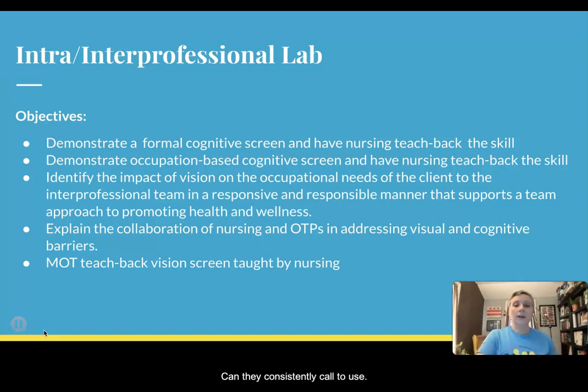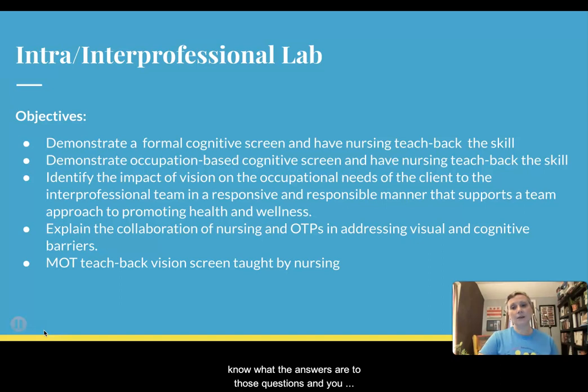Can they consistently call to use the restroom? Are they consistently calling the nurse for help? Not just the restroom, but for pain medications? Or do they just sort of sit there without asking for help? Or do they get up without asking for help? Those might be ways to assess cognition. Can they recall people they've met, or things that they had for dinner, or visitors they had in the evening? Again, needing to know what the answers are to those questions.